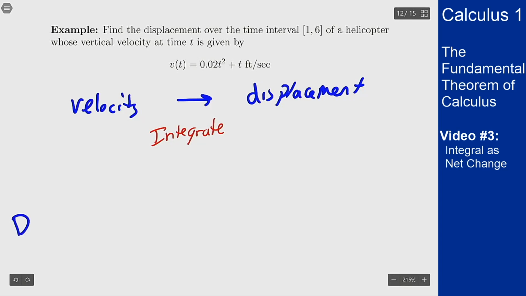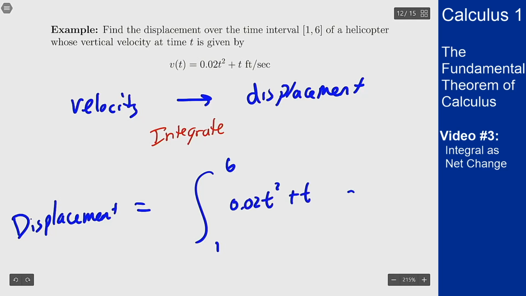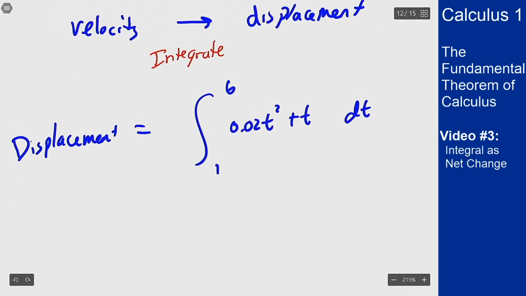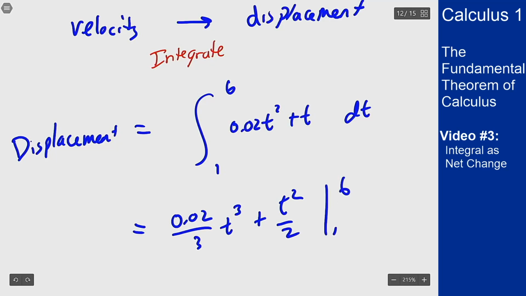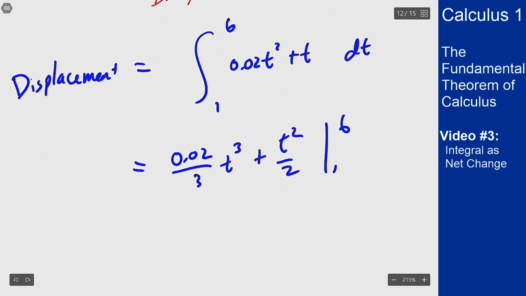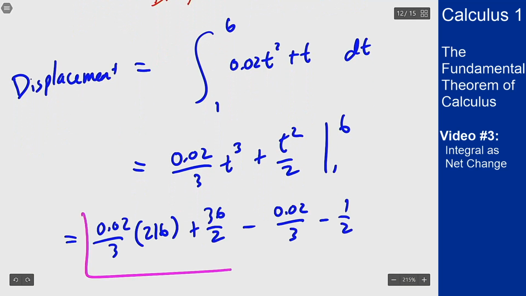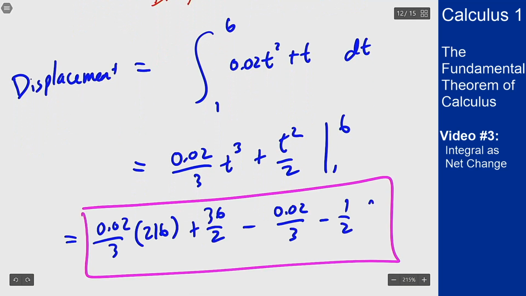The displacement should be the integral from 1 to 6 of 0.02 t squared plus t dt. I can do the antiderivative, 0.02 over 3 t cubed plus t squared over 2 from 1 to 6. And I can plug in those numbers to get my final answer. And that would give me the displacement in feet.